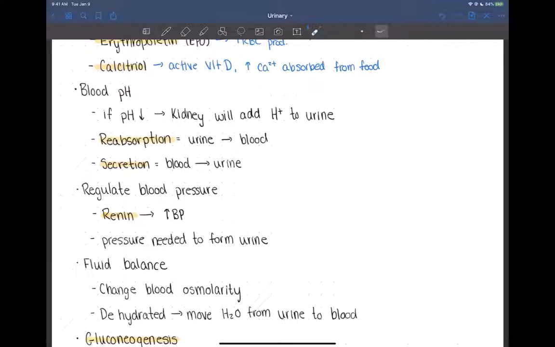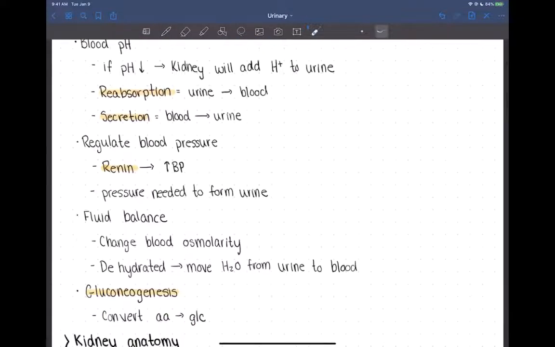Another major function of the kidney is that it regulates blood pressure. It does that because in order to actually form urine, the kidney needs an adequate amount of pressure. Urine is formed by the pressure forcing that fluid out of the blood. And if there's not enough pressure, your kidneys can't form urine. So the kidneys do have the ability to regulate blood pressure. And one hormone that does that is renin. Renin would increase blood pressure.